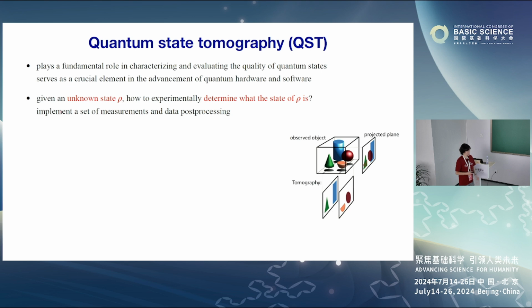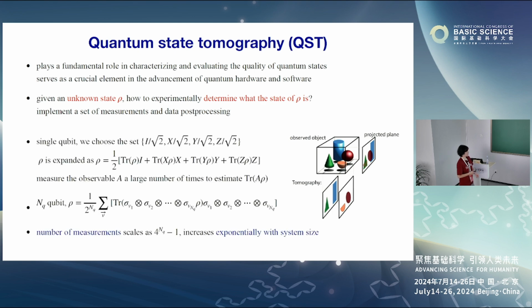I guess people probably know tomography in the classical world. If you unfortunately get injured and go to the hospital, the doctor will probably suggest a CT test. CT is the abbreviation of computerized tomography. You take some pictures and do some projection measurements, and from these 2D figures you can reconstruct the 3D object. This is what we do for tomography in the classical world, and a similar idea can be applied in the quantum world too.